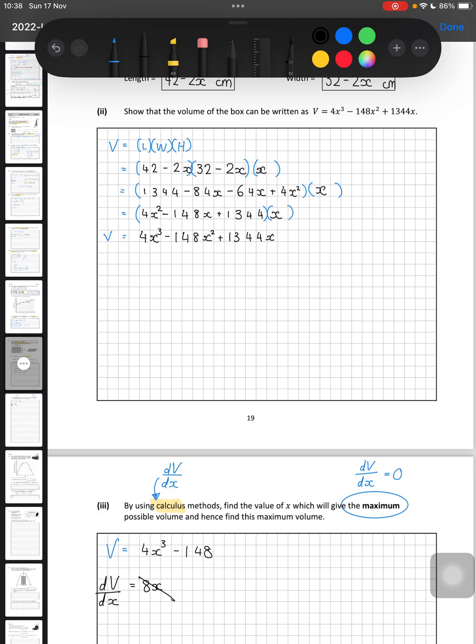So that's actually incorrect, but I'm going to leave it there for a second. Minus 148x squared plus 1344x. Okay, so there's a different power on each of my x's here. That makes sense. If any of them had the same power, then they would have just been simplified for my volume expression. So it makes sense that they all have different powers. If they all have different powers in the original, I'm expecting them all to have different powers in the first derivative. So that's the reason why I left the 8x there.